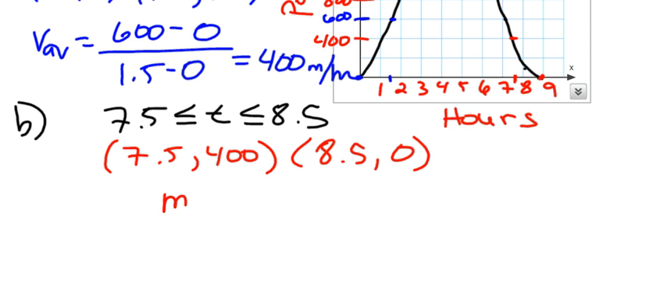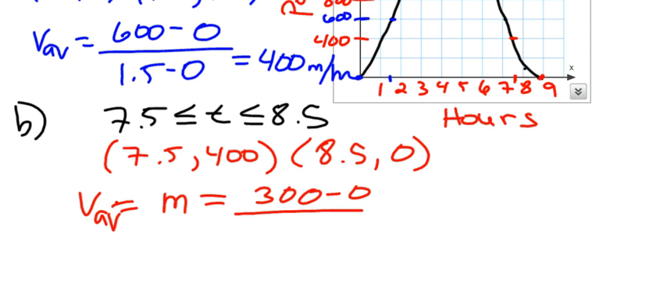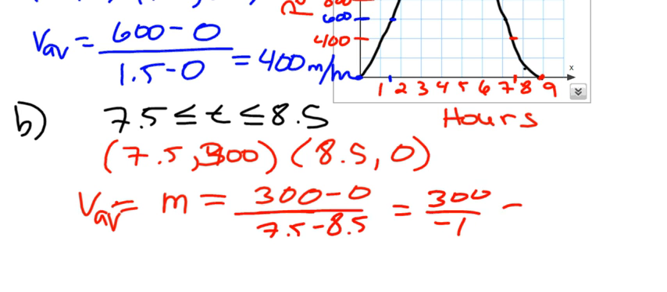And we can find slope, average velocity. Oh, did I say 400? Should be 300. Sorry, guys. 300. Or a negative 300 miles per hour.